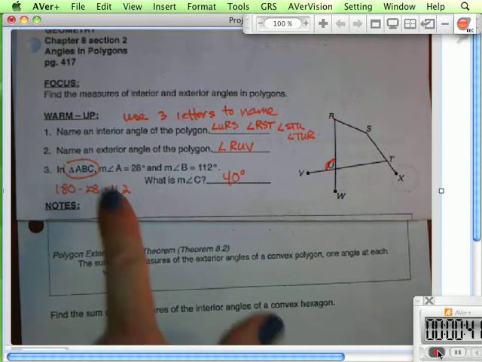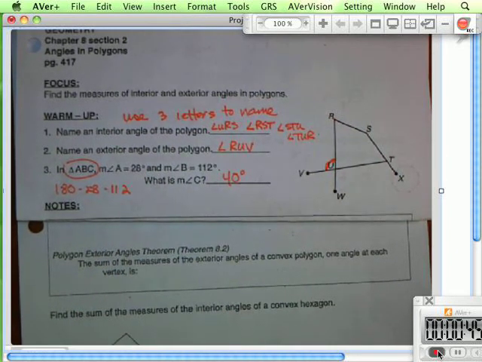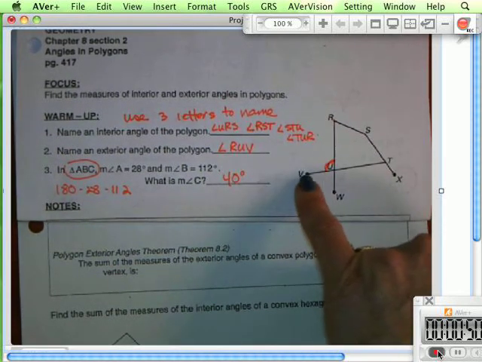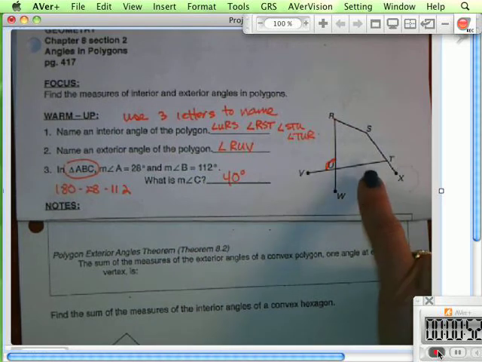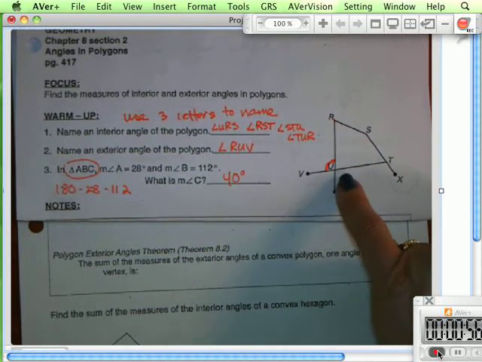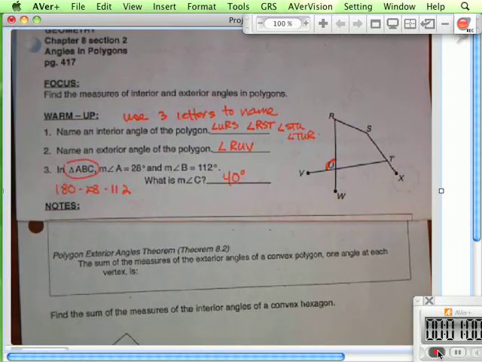If you're naming an exterior angle, what does exterior mean? Outside. Now, I just named this one RUV. You could have done VUR. This is another exterior angle here, UTX. That's another exterior angle there, TUW. You had some options. Okay? So that's kind of what that should have looked like.